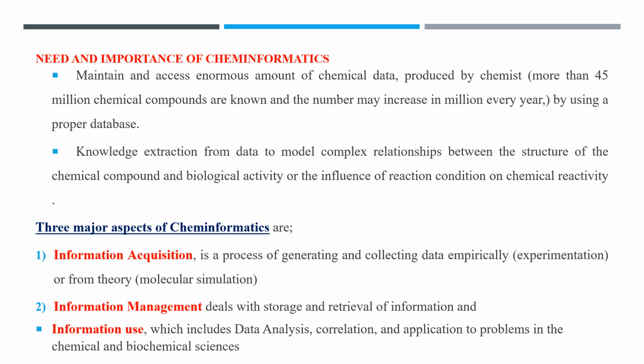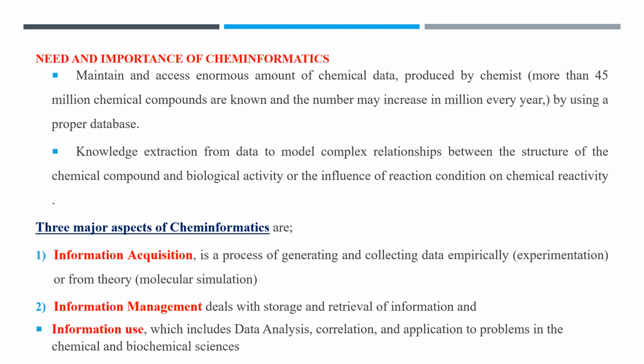This we have already seen, but anyway, I would like to repeat it once again. There are three aspects of cheminformatics. First, information acquisition, which is a process of generating and collecting data empirically from theory. Second, information management, which deals with storage and retrieval of information. Third, information use, which covers data analysis, correlation, and application to problems in chemical and biological sciences. So these are the three things that are being done in chem informatics.